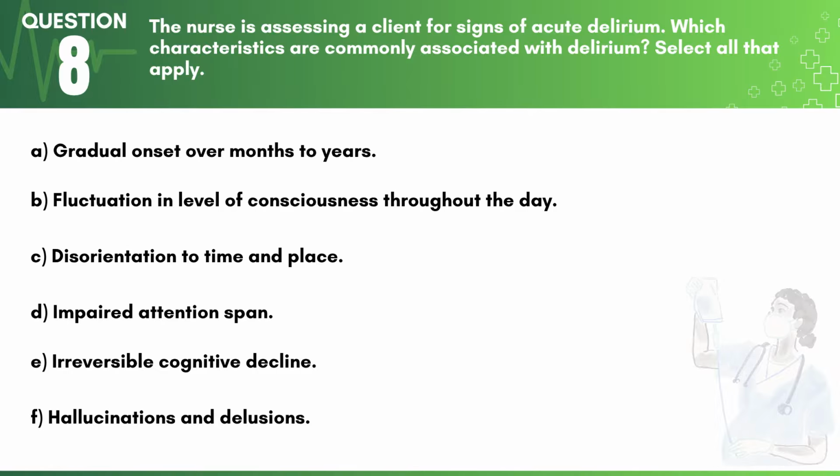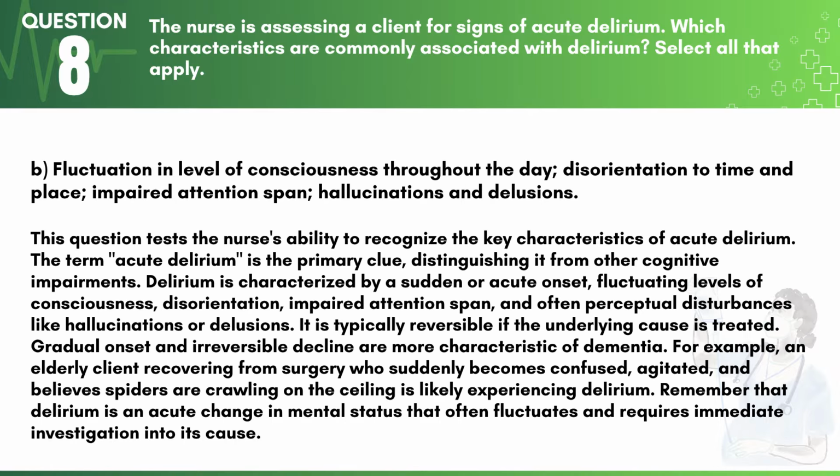Answer. Fluctuation in level of consciousness throughout the day, disorientation to time and place, impaired attention span, hallucinations and delusions. This question tests the nurse's ability to recognize the key characteristics of acute delirium. The term acute delirium is the primary clue, distinguishing it from other cognitive impairments.